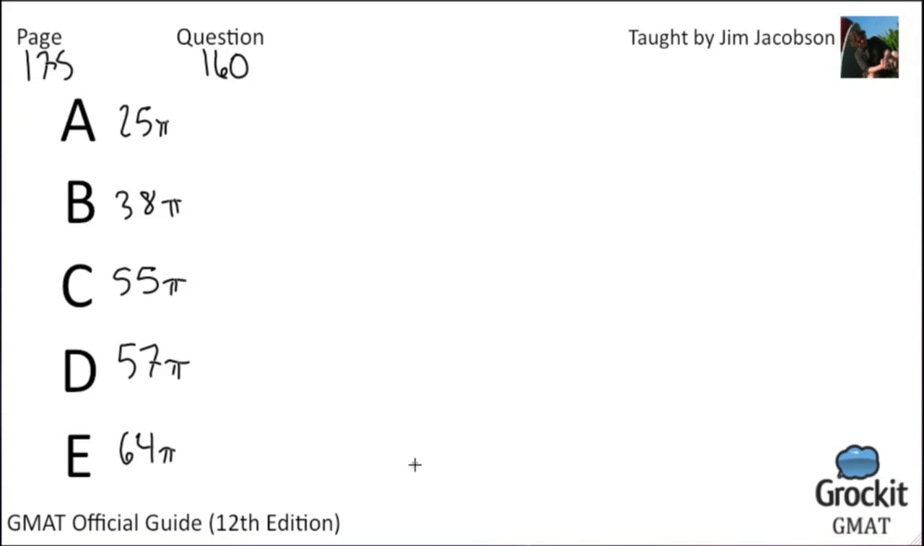The figure above shows a circular flower bed with its center at O, surrounded by a circular path that is 3 feet wide. What is the area of the path in square feet?